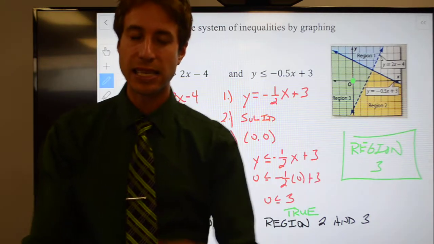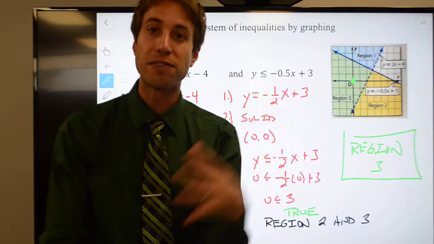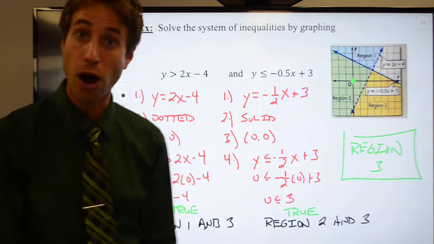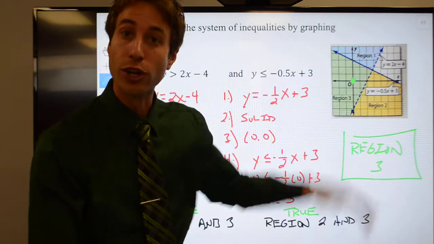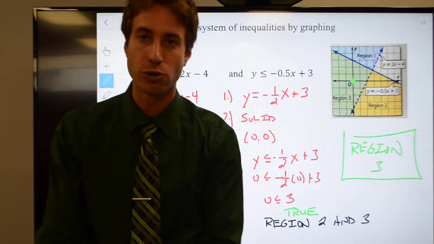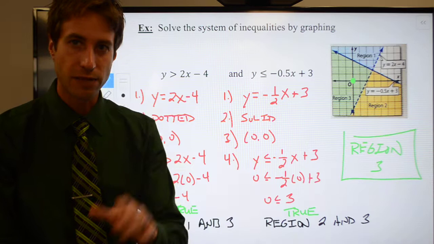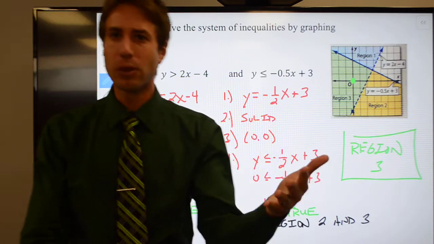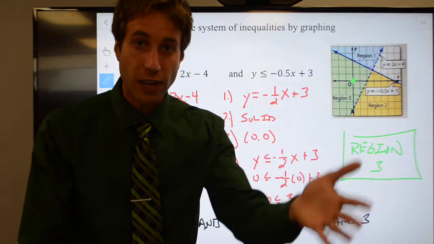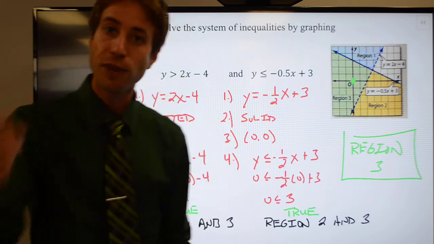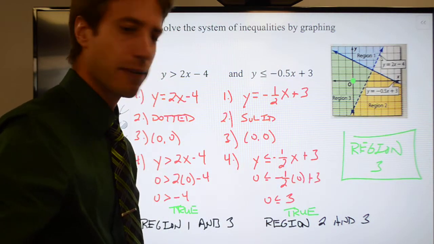Region 3 is the region that both of these inequalities would have in common, right? That's where the shading would overlap if you had done your own shading and you have solved the system of inequalities. I love these problems, they're great, but really what we want to do is get to ones where you've got to do all the work on your own.